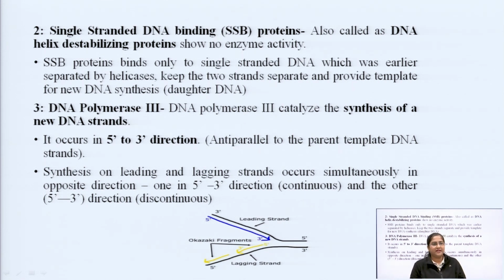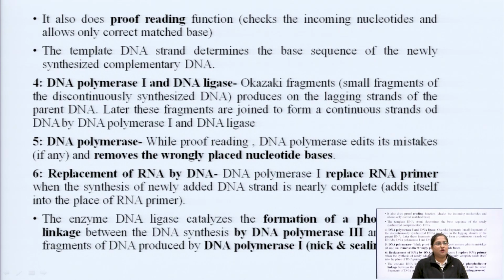It happens in 5' to 3'. Then it also does proofreading. As I have already told you, proofreading is a very important process in DNA synthesis, DNA replication, because if there is any incorporation of a wrong nucleotide, then it will create many problems. Mutations can be there. DNA polymerase 1 and DNA ligase, these Okazaki fragments are lastly joined by these enzymes.